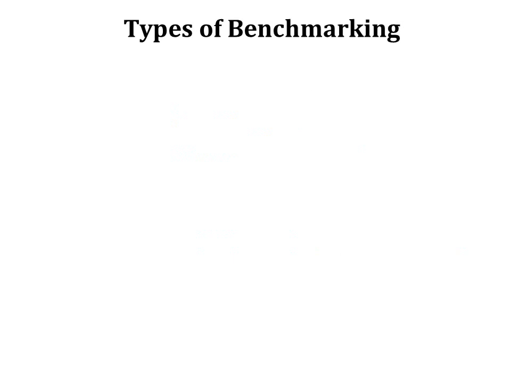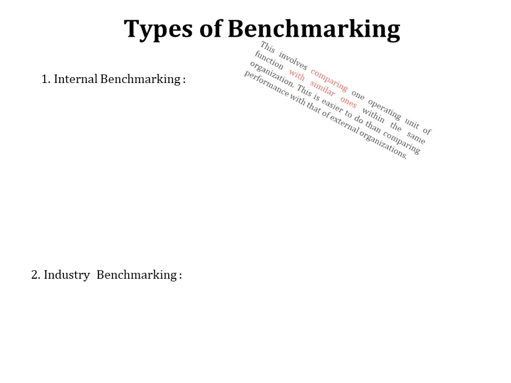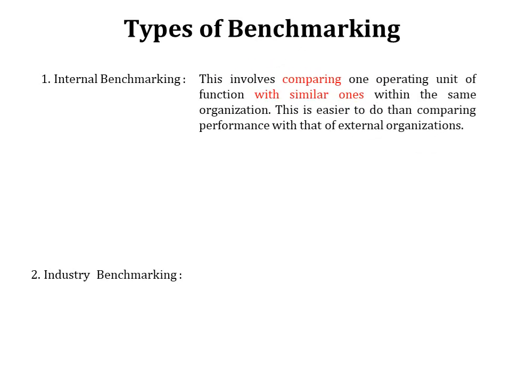Let's see the types of benchmarking. There are three types of benchmarking: internal benchmarking, industry benchmarking, and functional benchmarking. Internal benchmarking involves comparing one operating unit or function with similar ones within the same organization. This is easier to do than comparing performance with that of external organizations.